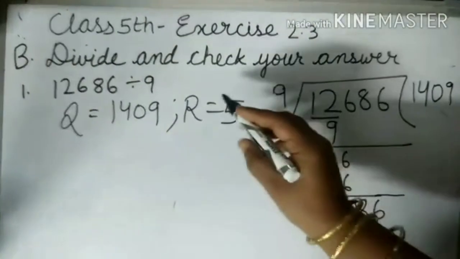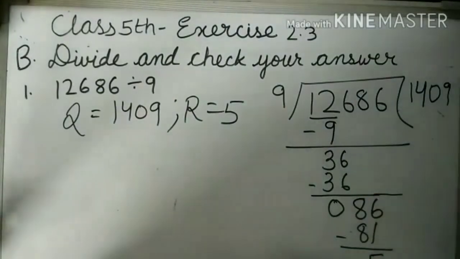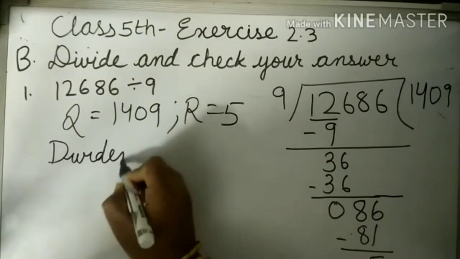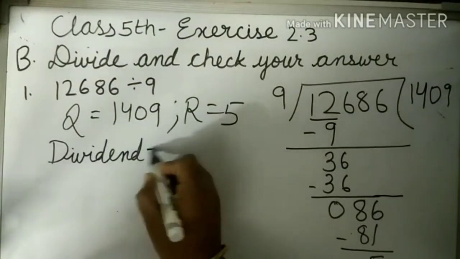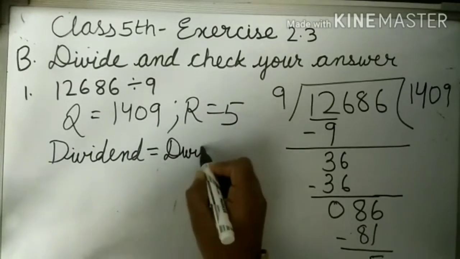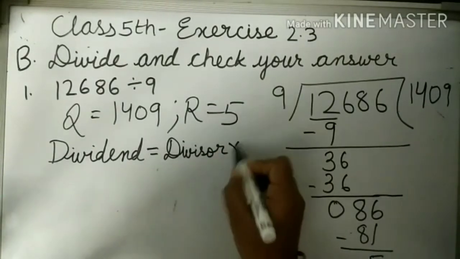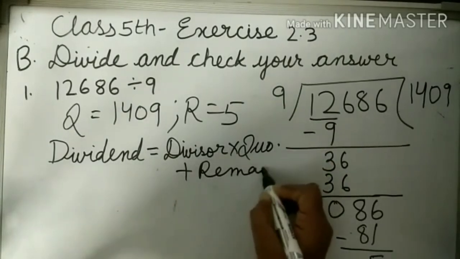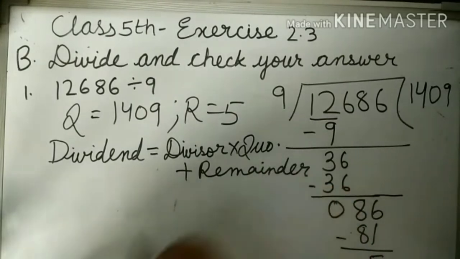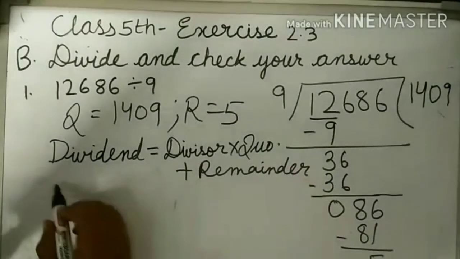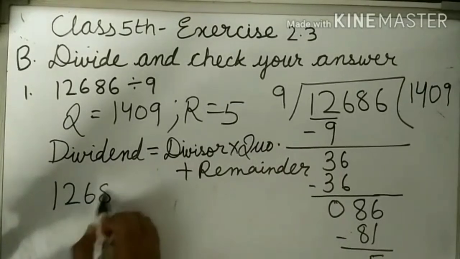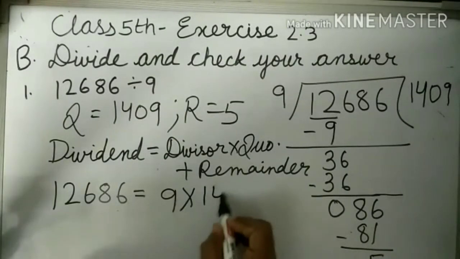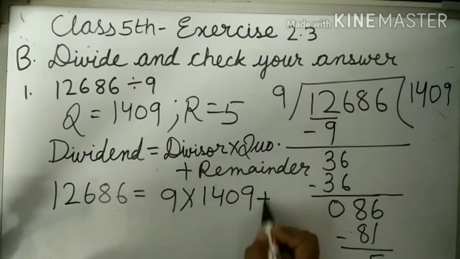Now we also check the answer. So what is the division algorithm? That dividend is equal to divisor into quotient plus remainder. So what is the dividend? 12686. Divisor is 9. Quotient is 1409 and remainder is 5.